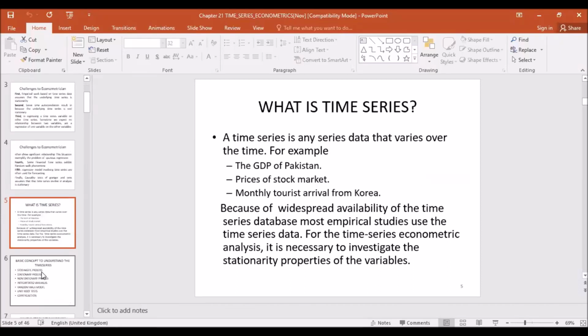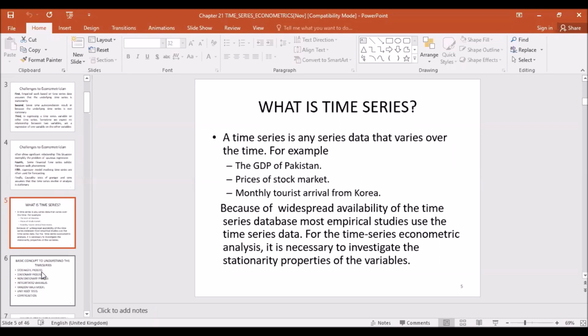So what is time series data? A time series is any series of data that varies over time. As I discussed with you at the start, time series data is data that is collected over a regular interval of time.